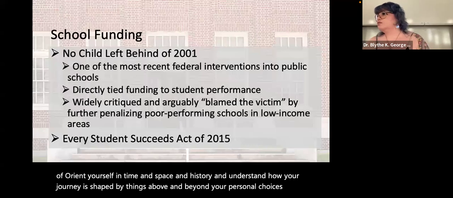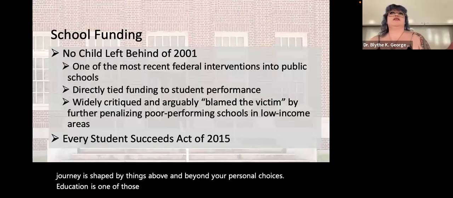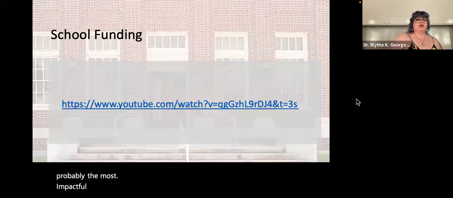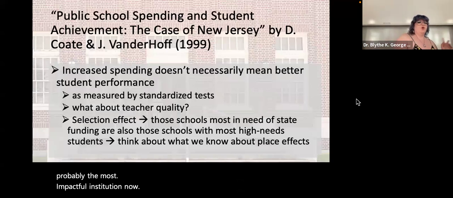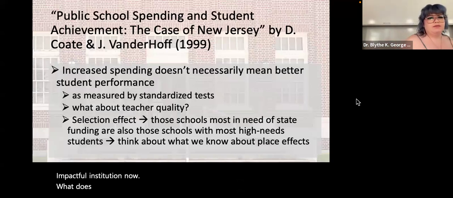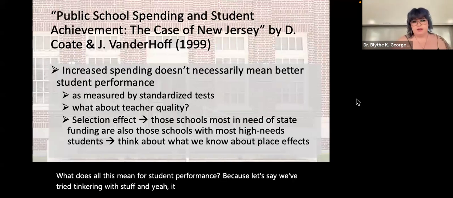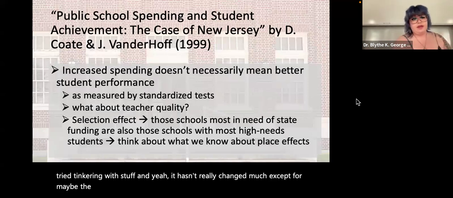Education is one of those first institutions, and at this point in your lives, probably the most impactful institution. Now, what does all this mean for student performance? Because let's say we've tried tinkering with stuff, and it hasn't really changed much, except maybe the qualitative experience that students and teachers have.